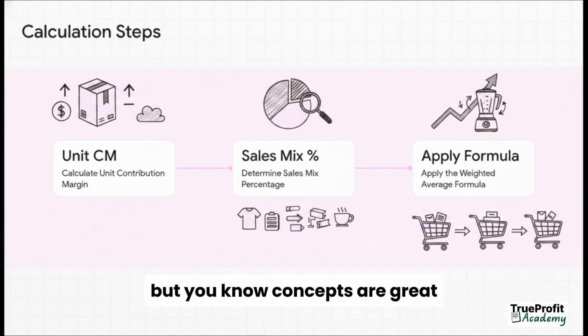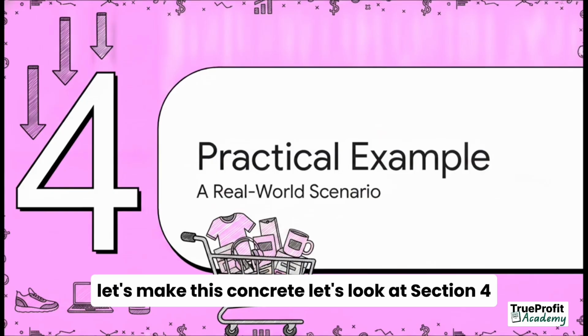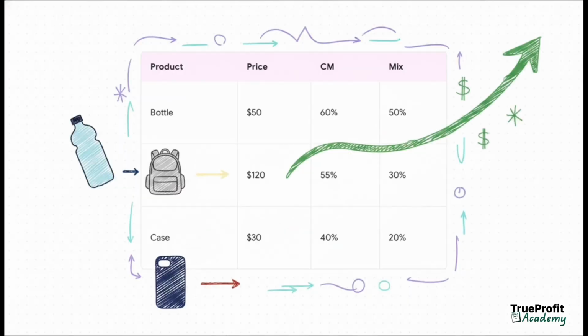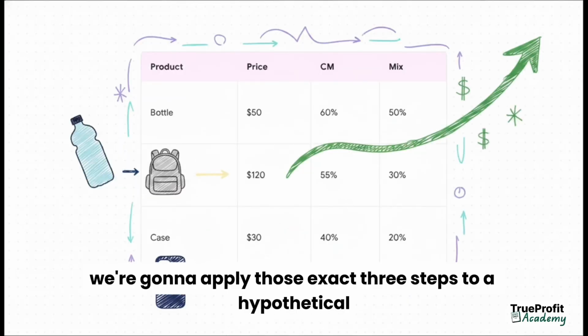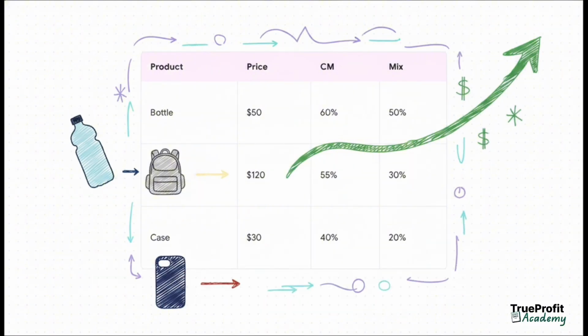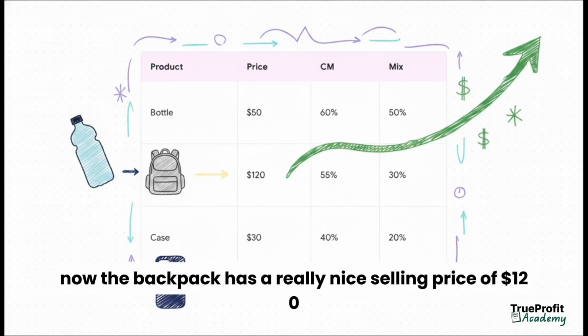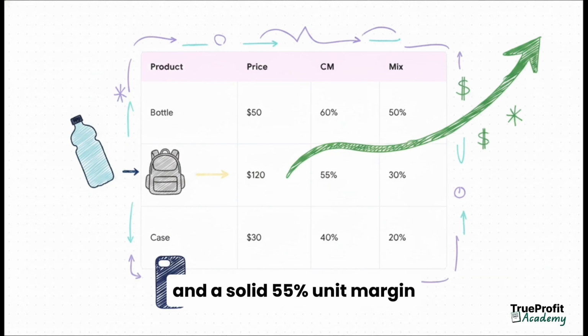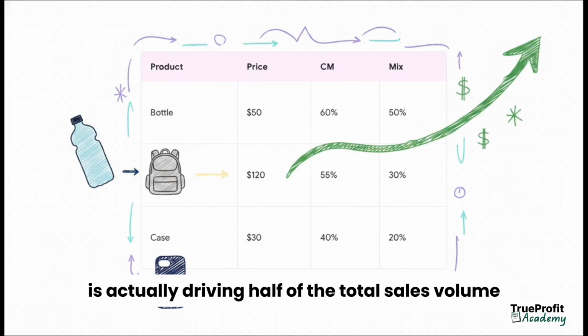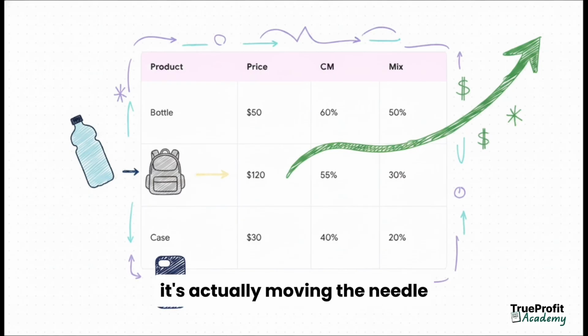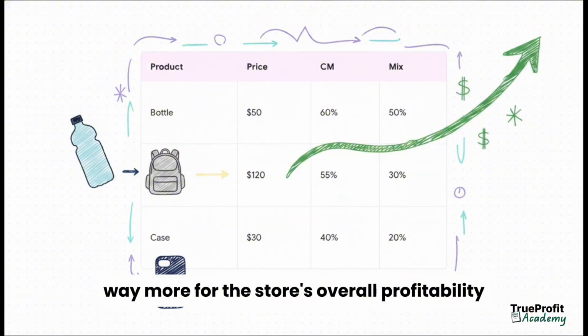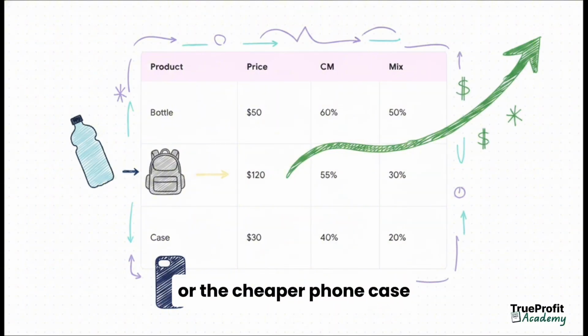But concepts are great, let's make this concrete. Let's look at section 4, a practical example. We're going to apply those exact 3 steps to a hypothetical, real-world e-commerce store. Imagine we have 3 products, a water bottle, a backpack, and a phone case. Now the backpack has a really nice selling price of $120 and a solid 55% unit margin. But look at the sales mix. That $50 water bottle, which has a 60% margin, is actually driving half of the total sales volume. It's 50%. So it's actually moving the needle way more for the store's overall profitability than the expensive backpack or the cheaper phone case.